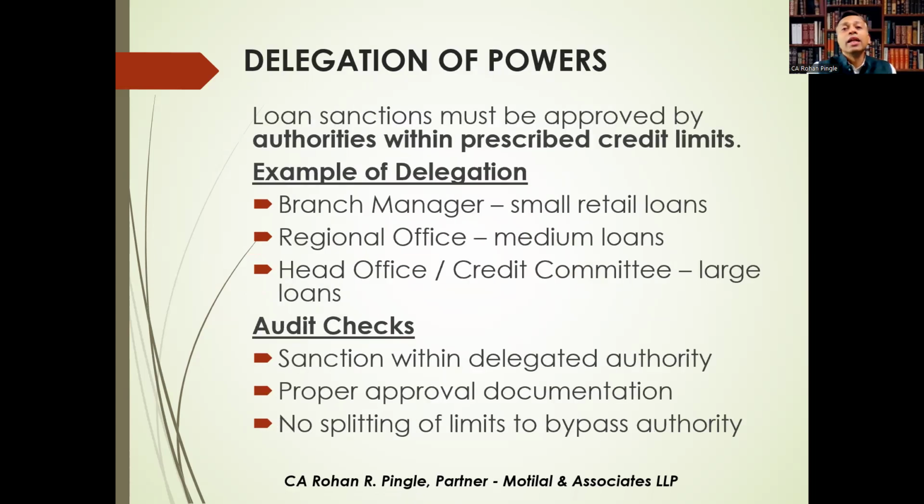Moving further, let's see delegation of powers. So here the bank operates through delegation of credit powers to ensure efficient decision making. However, delegation must be strictly followed. Common irregularities include sanction beyond the powers, splitting proposals into smaller limits, and post facto approvals. So the concurrent auditor must verify sanction authority and delegation compliance, whether it is as per the given policy norms by the bank.